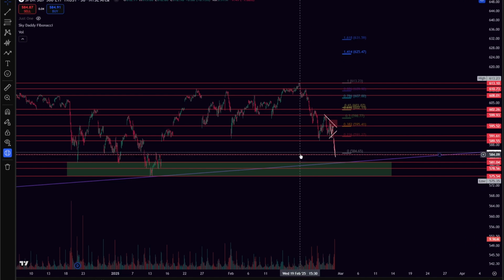Yeah, I would watch that 584.09 area on SPY tomorrow. It was a support and then it was a resistance.